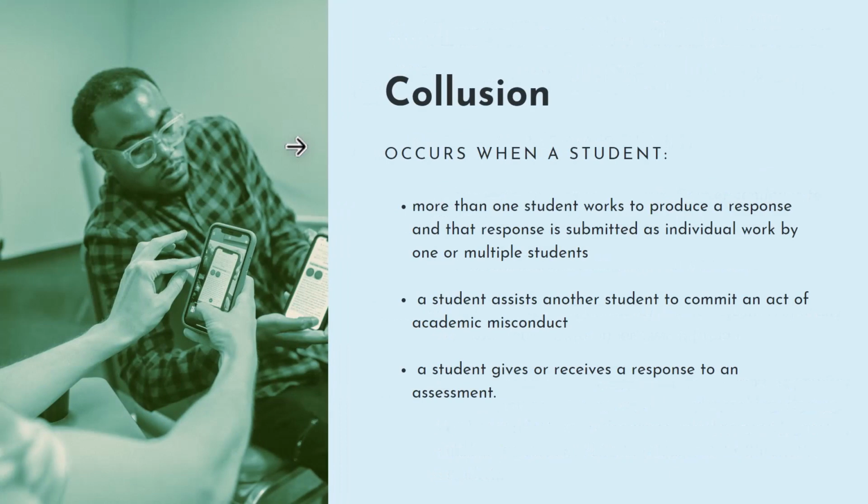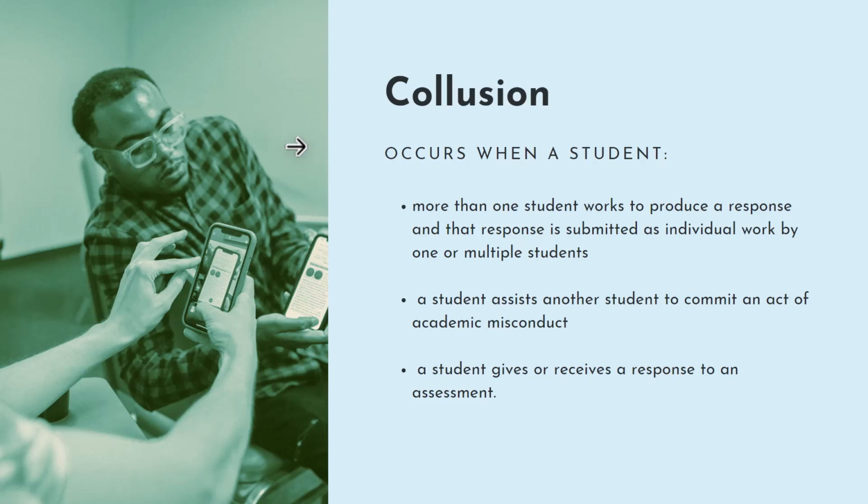Collusion is a form of academic misconduct that occurs when a student works with another to produce a response, and that response is submitted as individual work by one or multiple students. For example, perhaps you have researched a topic together and each completed a different section, which you have then combined together and presented as individual work of your own. This is different to group work where students may have collaborated on a project.